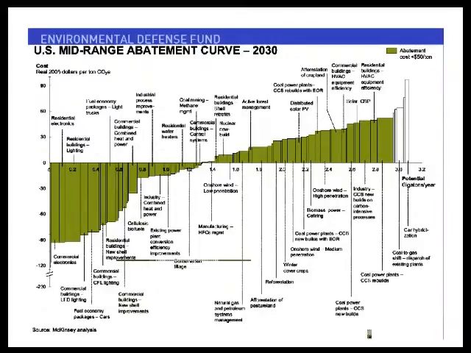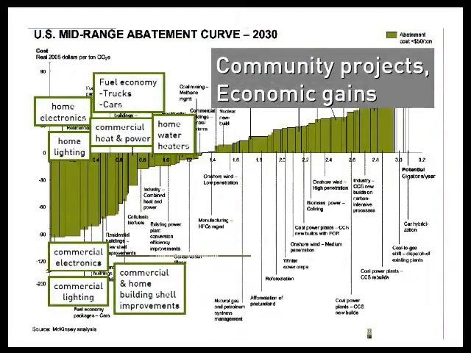And I want to go fairly quickly to the next slide, which shows this one again and highlights some of the great opportunities that we see in terms of the economics of commercial and residential interests that are highlighted here in the McKinsey curve. Home electronics, home lighting, commercial electronics, commercial lighting, fuel economy, both in terms of trucks and cars, and commercial heat and power.